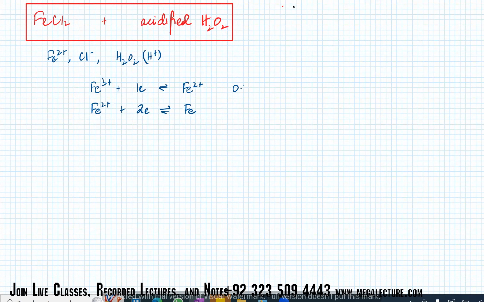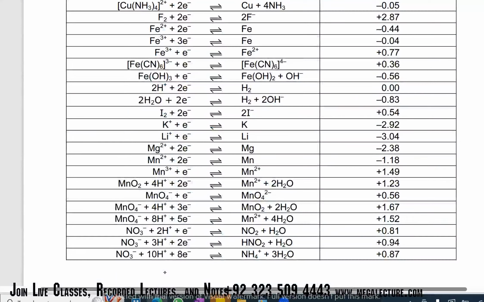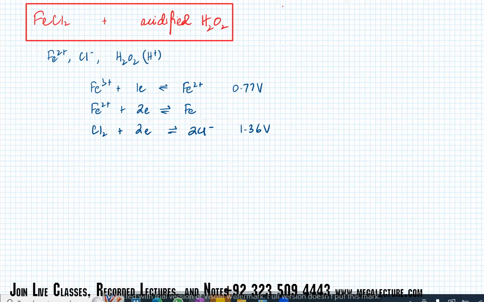The first one is 0. Do you have the data booklet with you? Yep, I have it. With Cl2, you've got Cl2 plus 2 electrons and 2 Cl−. Can you find the Fe2+ electrode value? I think it's here. The Fe2+ one is minus 0.44. So this one is minus 0.44 volts, and then H2O2.